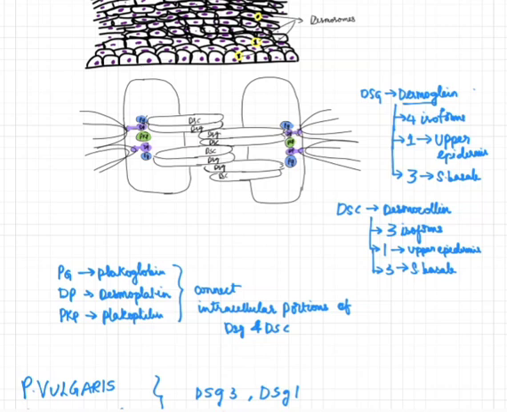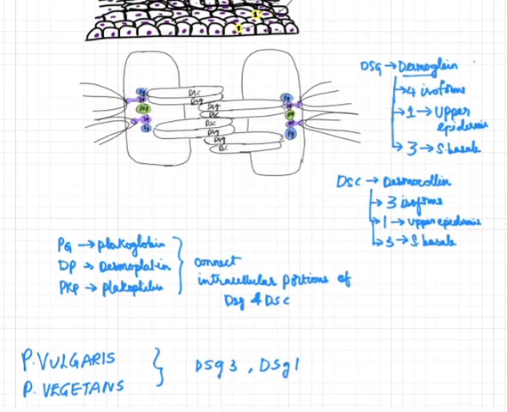Desmogleins are again of 4 isoforms, but the two main isoforms that are important in pemphigus are 1 and 3. Desmoglein 1 is located more in number in the upper epidermis, whereas desmoglein 3 is located more in the stratum basale. The desmocollin has 3 isoforms. However, similar to desmogleins, desmocollin 1 is located more in the upper epidermis, whereas desmocollin 3 is located in the stratum basale. Similarly, the plakoglobins, desmoplakins, and plakophilins connect the intracellular portions of desmoglein and desmocollin, as is shown in the picture.